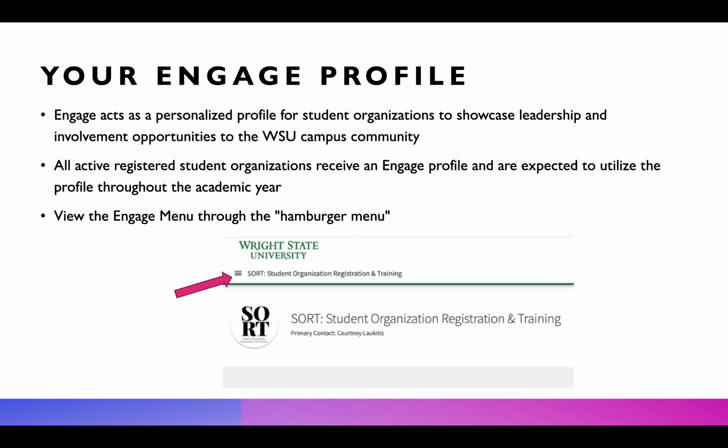So Engage acts as a personalized profile for student organizations to showcase their leadership and involvement opportunities to the entire Wright State campus community. All active registered student organizations, so things that you're working on right now, completing those trainings, that's going to prep you to be an active registered student organization. You all receive a profile so that you can utilize the profile throughout the academic year. We actually have a very high expectation that you are using your Engage profile as often as you possibly can.